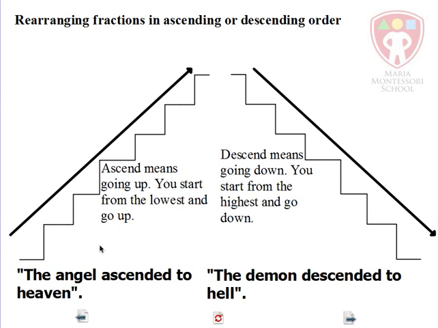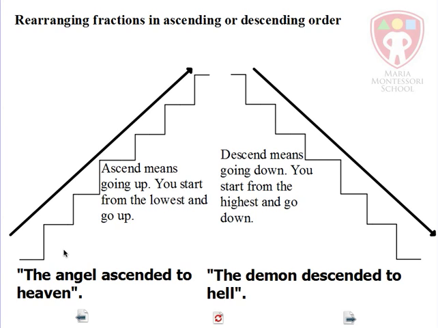Well, ascending, as you can see from this picture, means going up. You ascend the steps, or the angel ascended to heaven. So ascending means going from the lowest up to the highest. The opposite is descending. Descending means going down. You start from the highest and you go down. So you descend the stairs. The demon descended to hell.